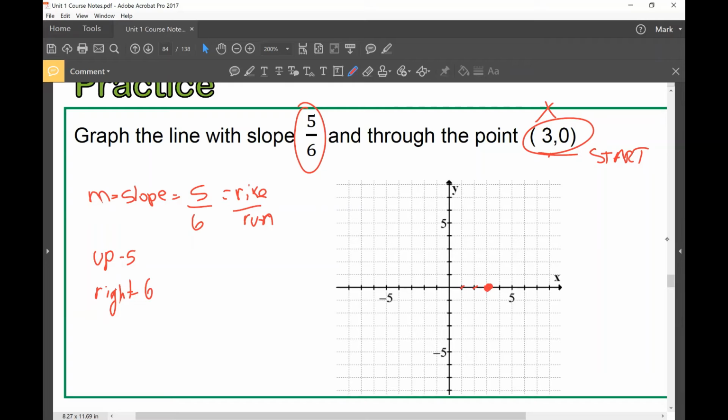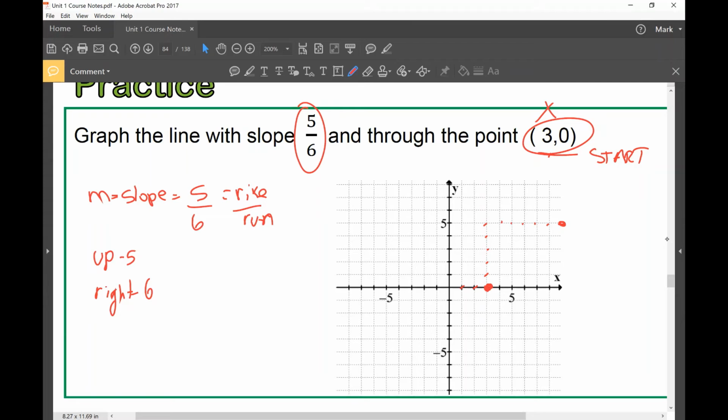Okay, sorry. And then my rise is going to be up 5. So 1, 2, 3, 4, 5. And my run is going to be 6. 1, 2, 3, 4, 5, 6. I ran out of room there, but it would be right here. I could also, since I ran out of room, go down 5 and left 6, but no, I'm going to leave it like that. I don't want to confuse you with too much information.